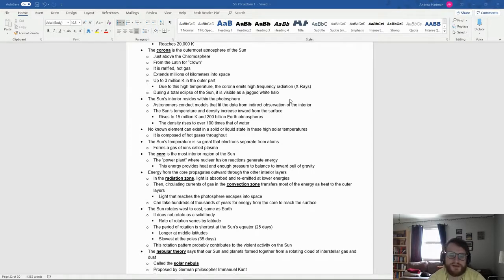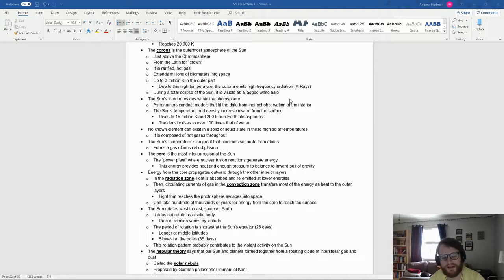And so when we get to the interior within the photosphere, of course, we've never seen the interior. So astronomers will conduct models that fit the data from indirect observation of the interior. And what we see is that the sun's temperature and density will increase as we go into the surface. Deeper and deeper in, it gets hotter and more dense. At some point, it gets to 15 million Kelvin and 200 billion Earth atmospheres, which is insane. And the density rises to over 100 times that of liquid.